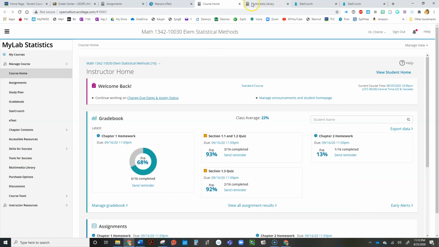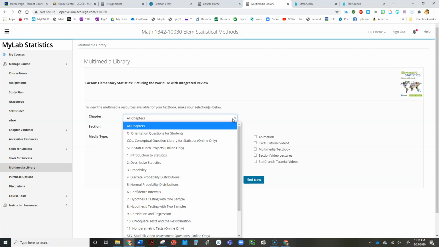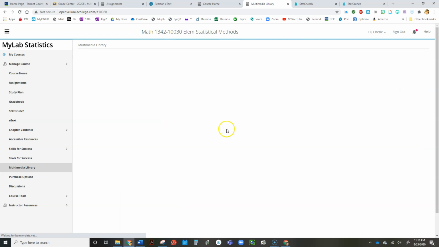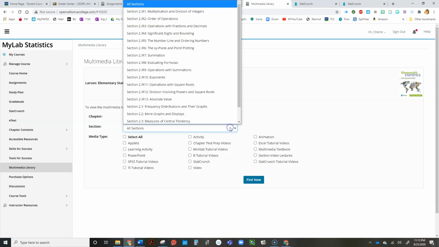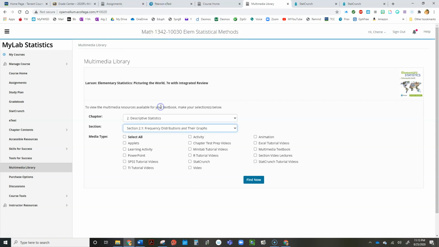I may have already done that somewhere. Here it is. So if you click on multimedia library, this is what opens. You can certainly do this for all chapters, but my computer's running so slow. I'm only going to do chapter 2, and only section 1, because that's the lesson this is over. Chapter 2, section 1, and I'm going to click on StatCrunch.